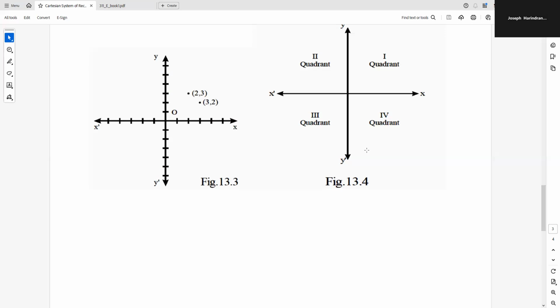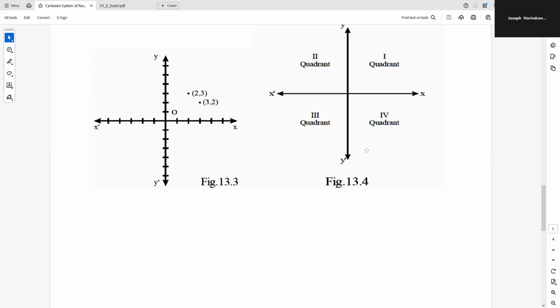Example here, 2, 3 means 2 units along the x-axis and 3 units along the y-axis, the vertical direction. So you have to move in the horizontal direction 2 units, and fix the point at that 2, 3. And similarly, the other points. This is the first quadrant. So there is a system of coordinate system.